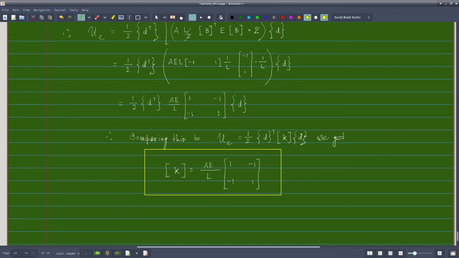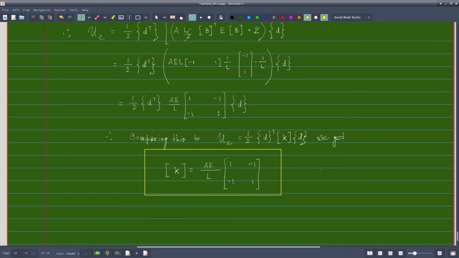We have also seen what is called an isoparametric element. In an isoparametric element, we use the same transformation matrix, that means the same shape function matrix, to express coordinates within the element in terms of the nodal coordinates, and also displacement within the element in terms of the nodal displacements. When we do that, those elements are called isoparametric elements. With this we come to the end of this lecture.